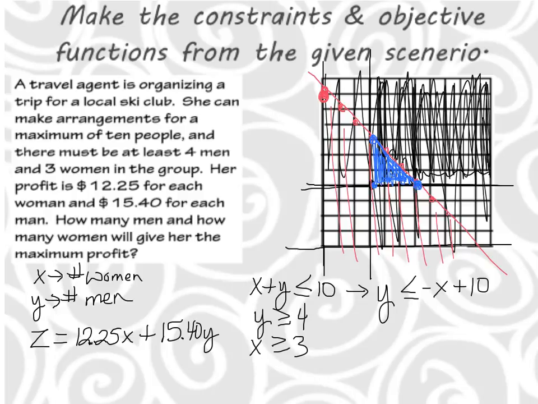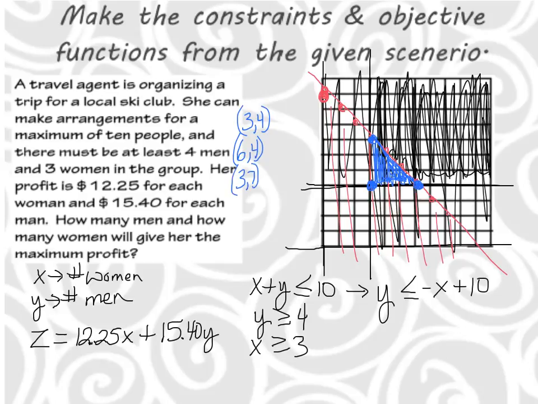I'm going to sneak it up here. So my first vertex is over 3, up 4. And then my next one is over 6, up 4. And then my other one is over 3, up 7.